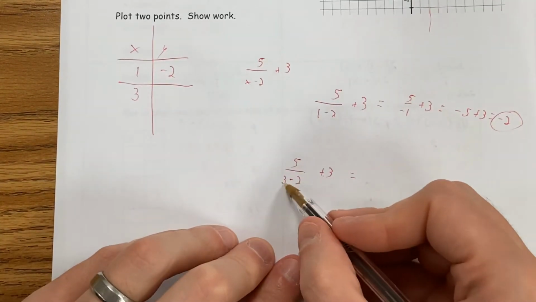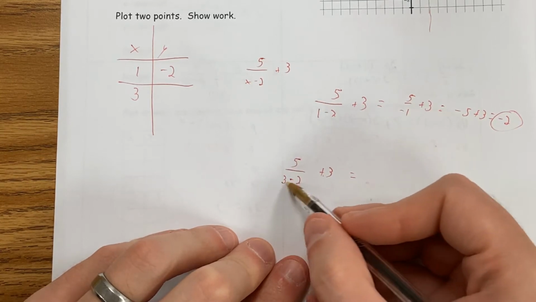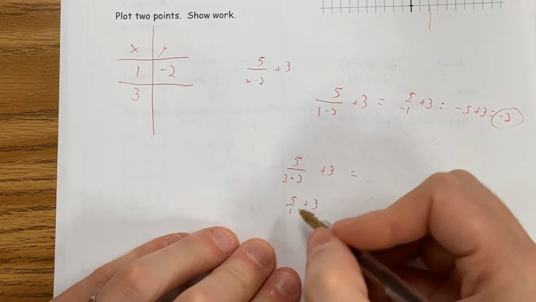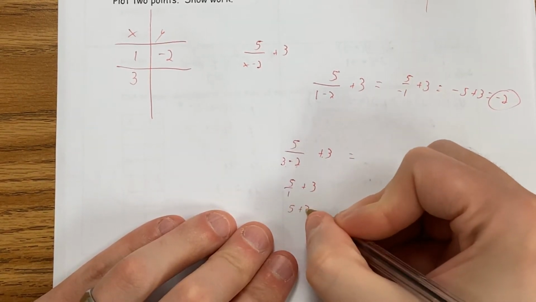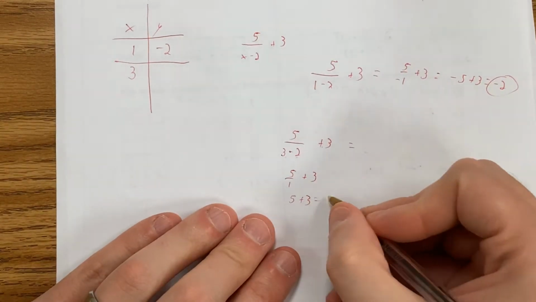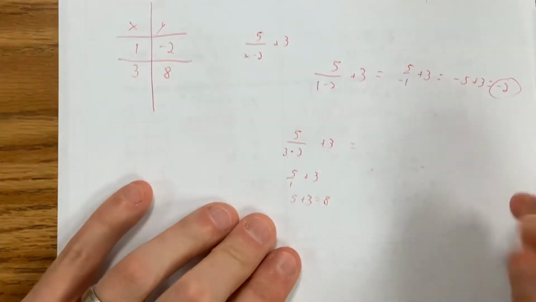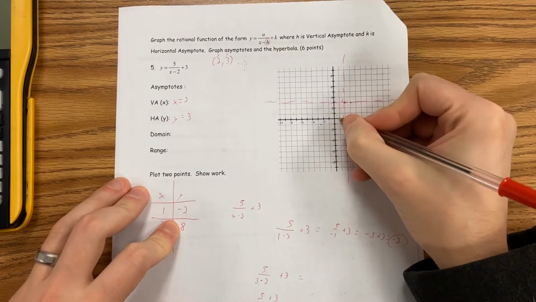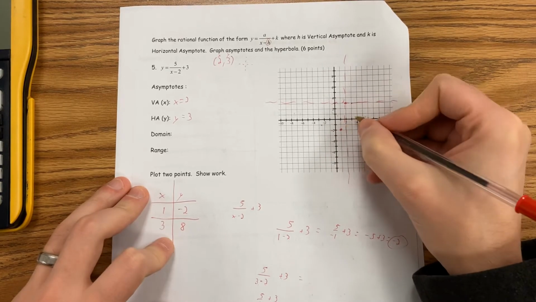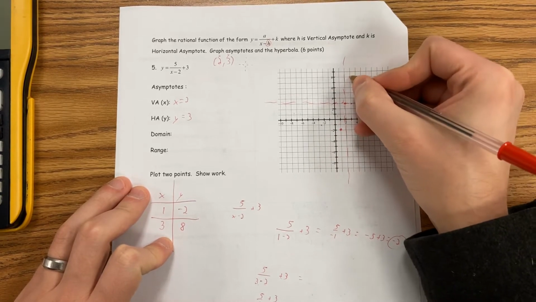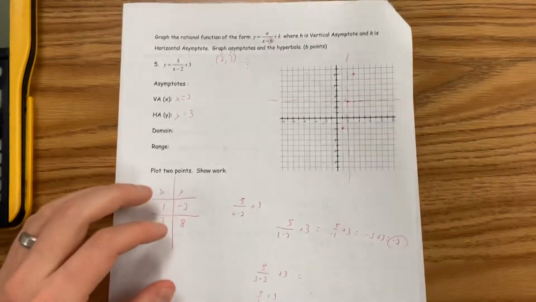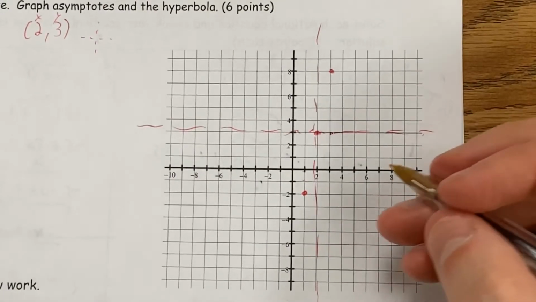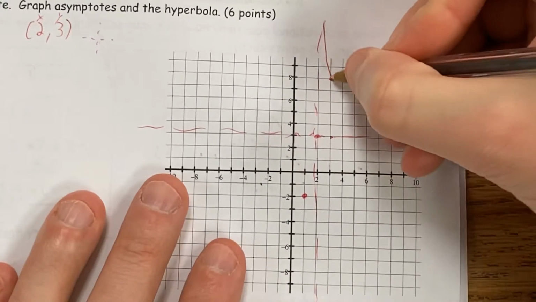Here, 3 minus 2 is 1. So you get 5 over 1. But 5 over 1 is just 5. And then 5 plus 3 equals 8. So (1, -2) and (3, 8). Those will be 2 points we can use, just like that. You can do more points, or you could not, whichever. And here, I'm just gonna not.